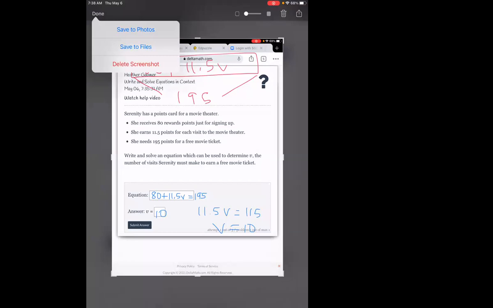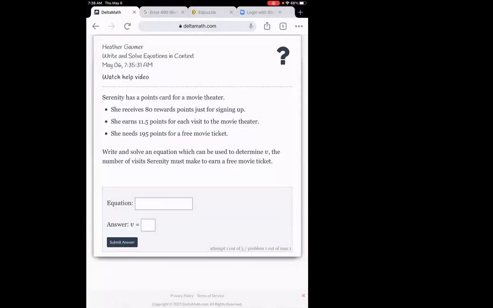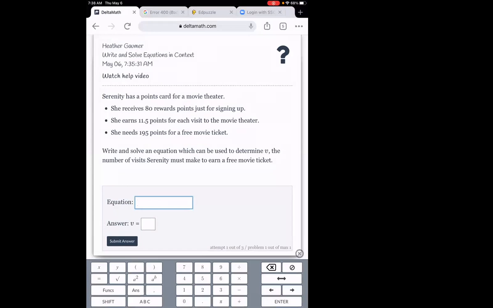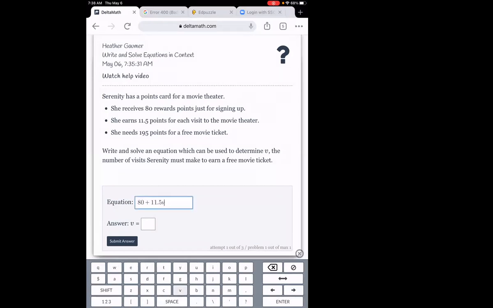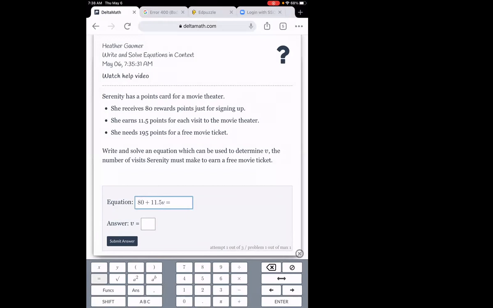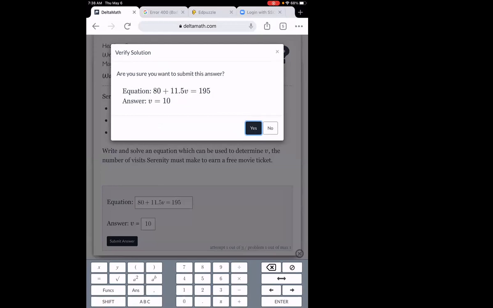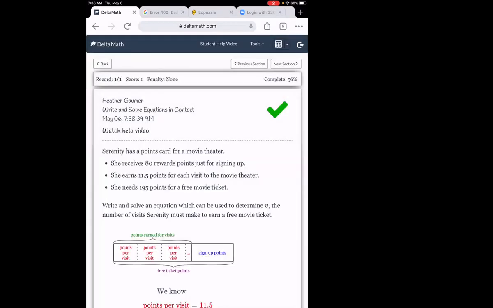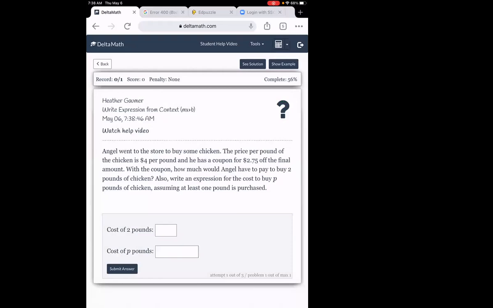Right, I'll hit done on this. And then I'm going to go back here and type in the 80 plus 11.5. In this case, V, they're switching it up on me with their letters a little bit, is equal to 195. And we said that the number of visits that she needs is 10. That's what we calculated. Let's see if we're right. Yes. Okay. All right. Next problem.